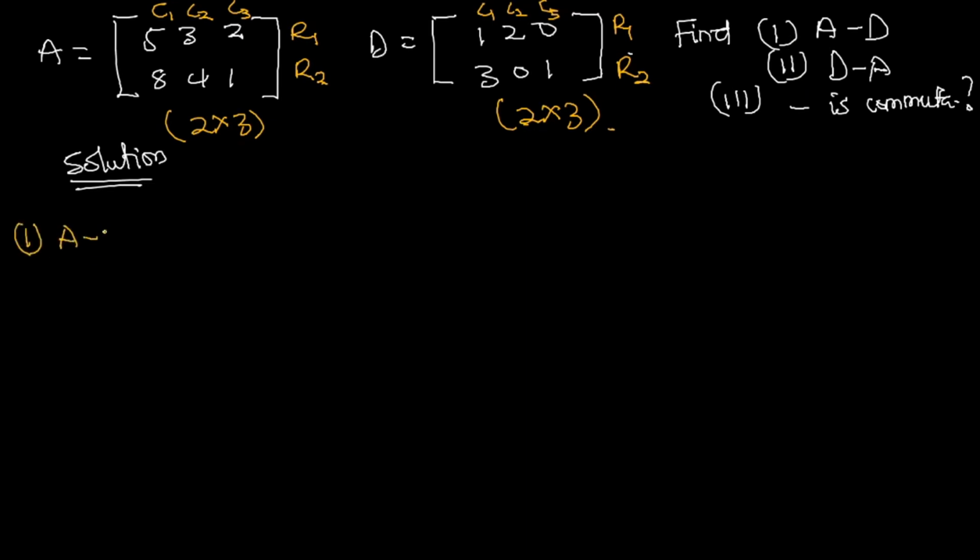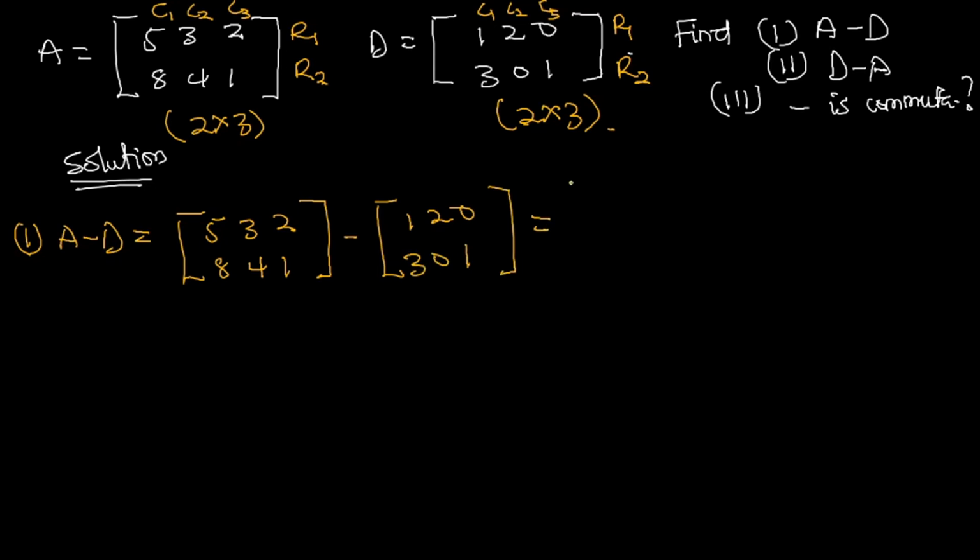So matrix A minus D is equal to, I write down matrix A, which is 5, 3, 2, 8, 4, 1. Then minus matrix D, which is 1, 2, 0, then 3, 0, 1. So this is equal to, then I write a bigger bracket over here. So I have 5 minus 1, this minus this. Then the second one is going to be 3 minus 2. Then the third one is this 2 over here minus 0. So I have 2 minus 0.